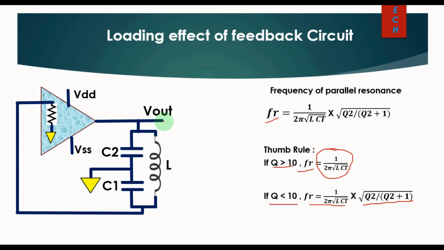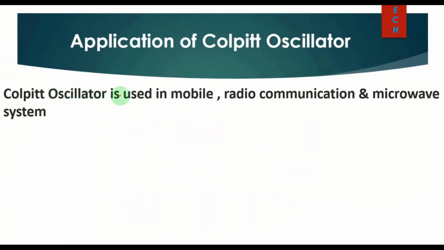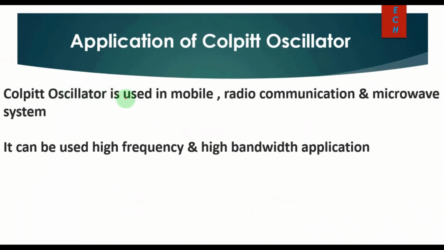And in some cases, because of very low impedance at the output, let's say your load impedance RL is very low, to avoid this problem, people use an impedance transformer here, and the output you can take from here. So this will rectify your loading effect at the output, right? The Colpitts oscillator is used in mobile radio communication and microwave systems, right? It can also be used for high frequency and high bandwidth applications.